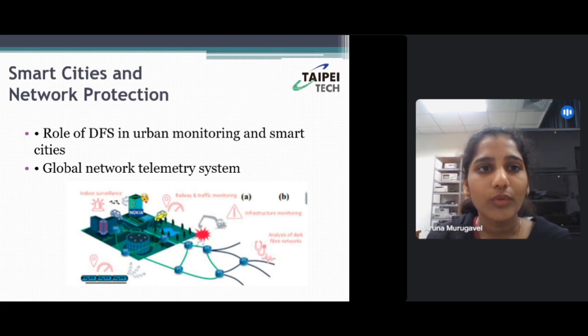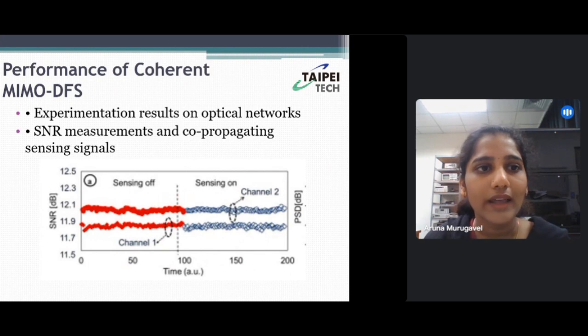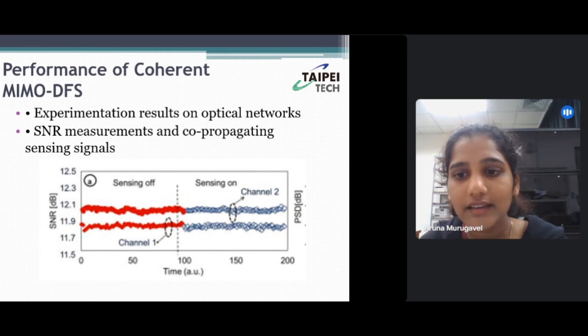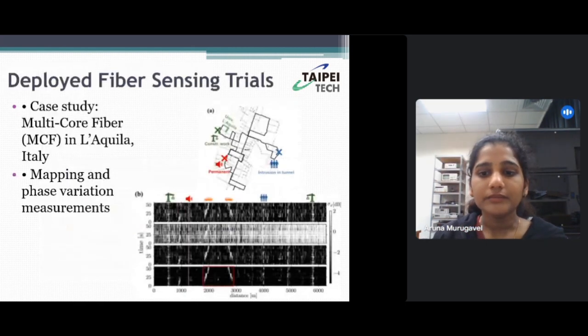And next we are moving into the performance of coherent MIMO-DFS. The performance of coherent MIMO-DFS has been evaluated on an optical network using SNR, the signal-to-noise ratio. Measurements of the co-propagating sensing signals have demonstrated the system's efficiency in maintaining high signal quality over a long distance.